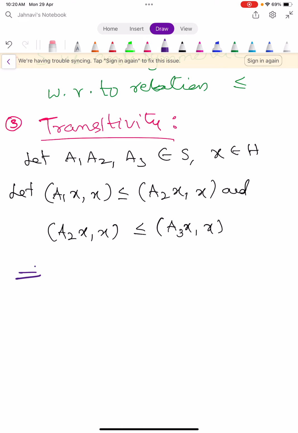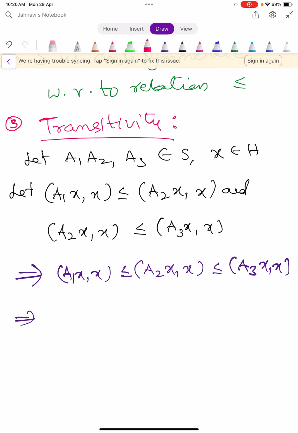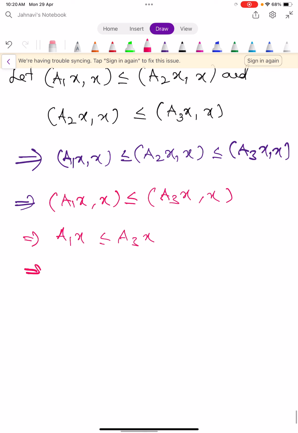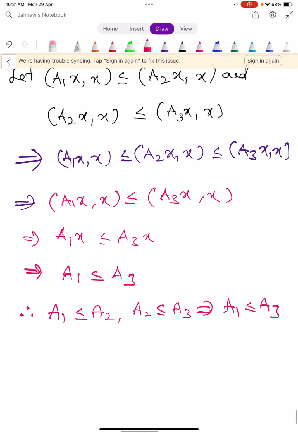This condition shows us inner product of a1x comma x less than or equals to inner product of a2x comma x less than or equals to inner product of a3x comma x, which implies inner product of a1x comma x is less than or equals to inner product of a3x comma x, which implies a1x less than or equals to a3x, which implies a1 less than or equals to a3. Therefore, we conclude that a1 less than or equals to a2, a2 less than or equals to a3 implies a1 less than or equals to a3.